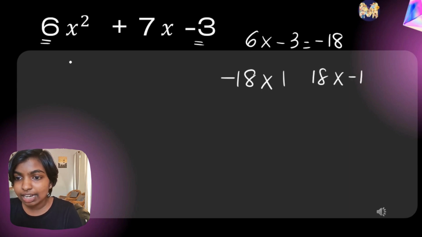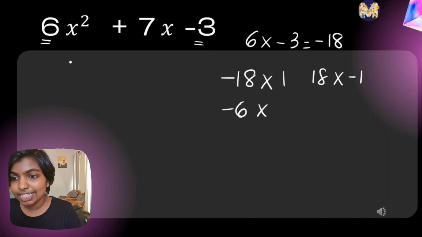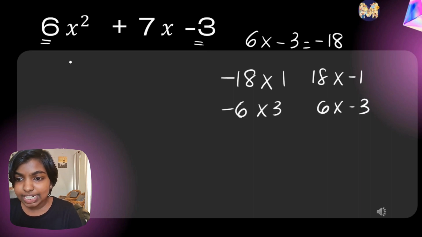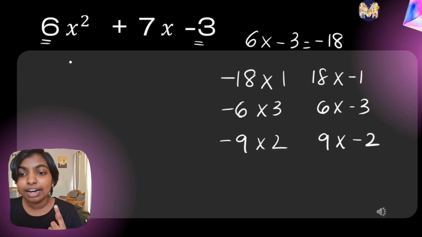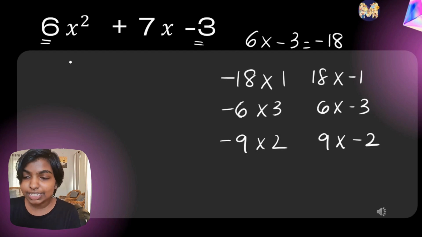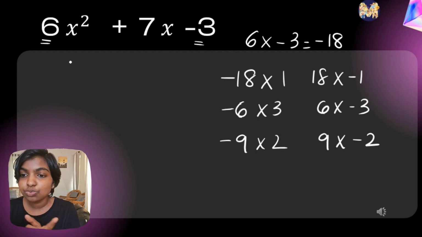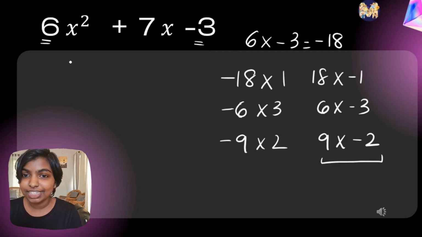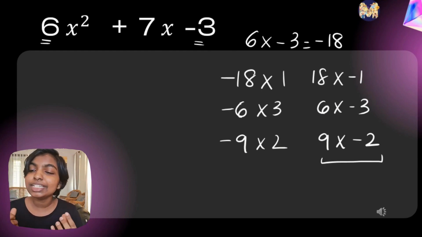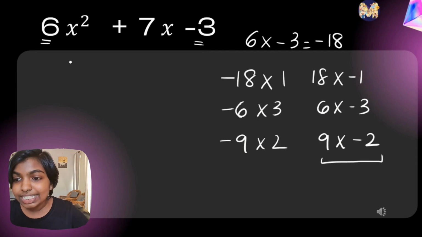Then we can write it as minus 6 times 3 or 6 times minus 3, and we can write it as minus 9 times 2 or 9 times minus 2. Now, if you're just getting started with factorization by splitting the middle term, you can take the sum or difference of all these different pairs of factors, and at the end you'll understand that 9 and minus 2 are the desired factors. With a little bit of practice, this process of finding the right pair of factors becomes easier.